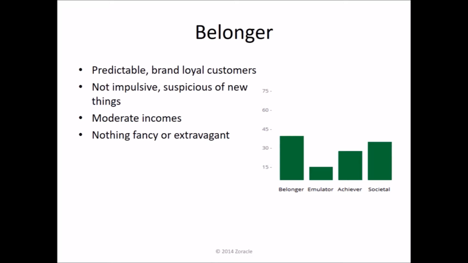These are folks that are very brand loyal. These are folks that will live in the same house for years and years. They'll stay with the same job. They'll stick with a particular brand of a car for many, many years. So they're very predictable, very loyal types of customers. And they're never, ever impetuous or impulsive. These are folks that are a little bit suspicious of new things, actually.